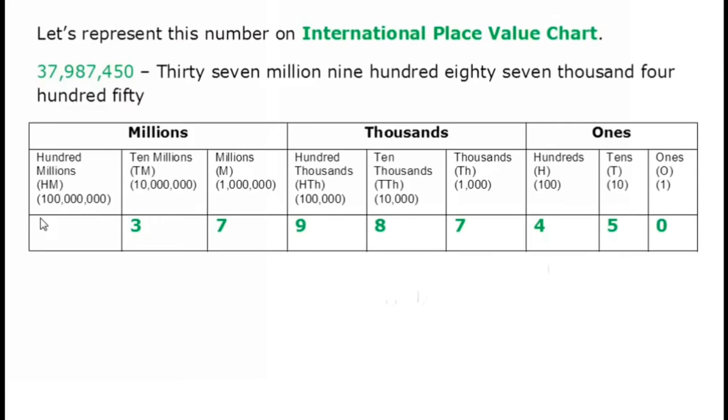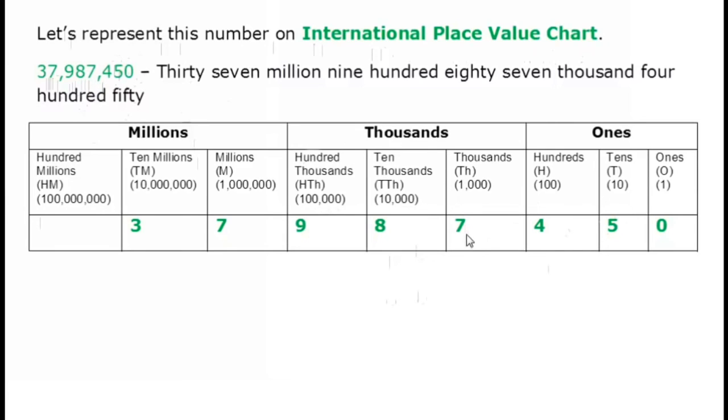Let's represent a number on the international place value chart. The number is 37,987,450. In this, we are making groups of three digits. We are starting from the last, from the right.